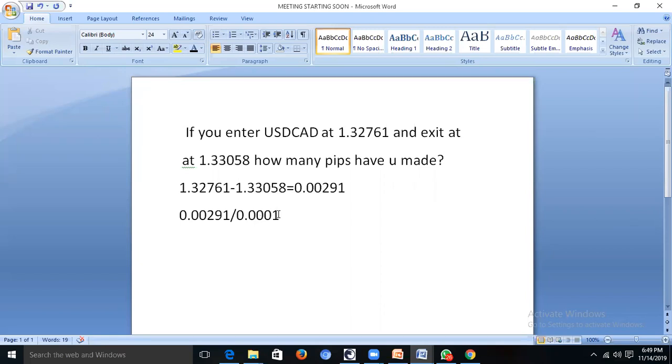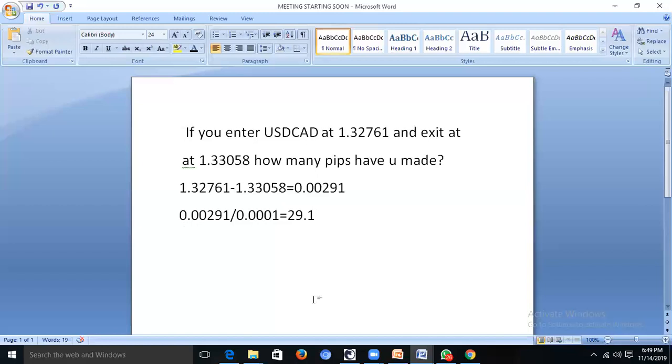So by the time you do this, divided by 0.0001, it will give you 29.1. You don't count the 1. So in this particular case, this 29 is your pip. This is another way of calculating it.